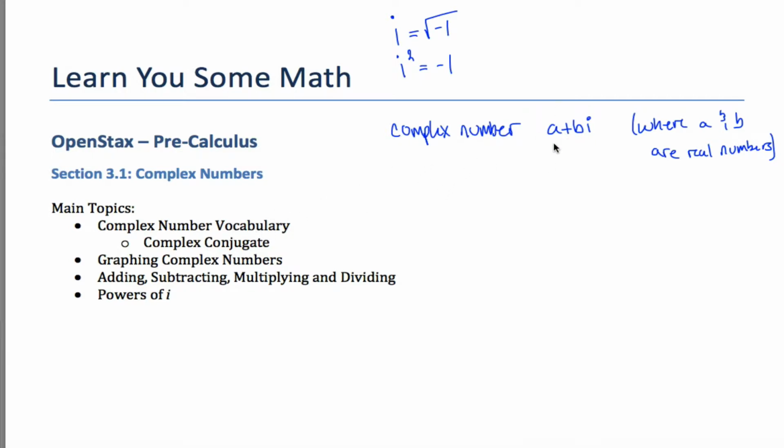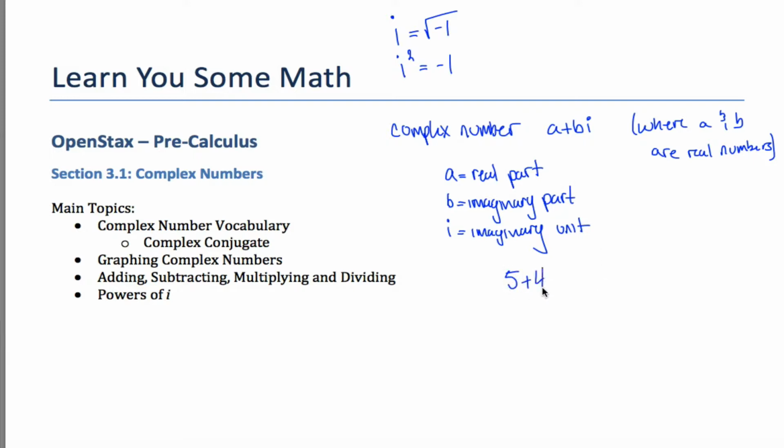We need some vocabulary. First of all, a complex number is something that can be written in this form. A is what's called the real part, and B is what's called the imaginary part. And the i is our imaginary unit, which we defined up here to be the square root of -1. That's what a complex number is. So as I mentioned, 5 plus 4i, for example, is a complex number, as is 3 minus 2i, as is -i, because -i I can think of as 0 plus -1i. These are all complex numbers.